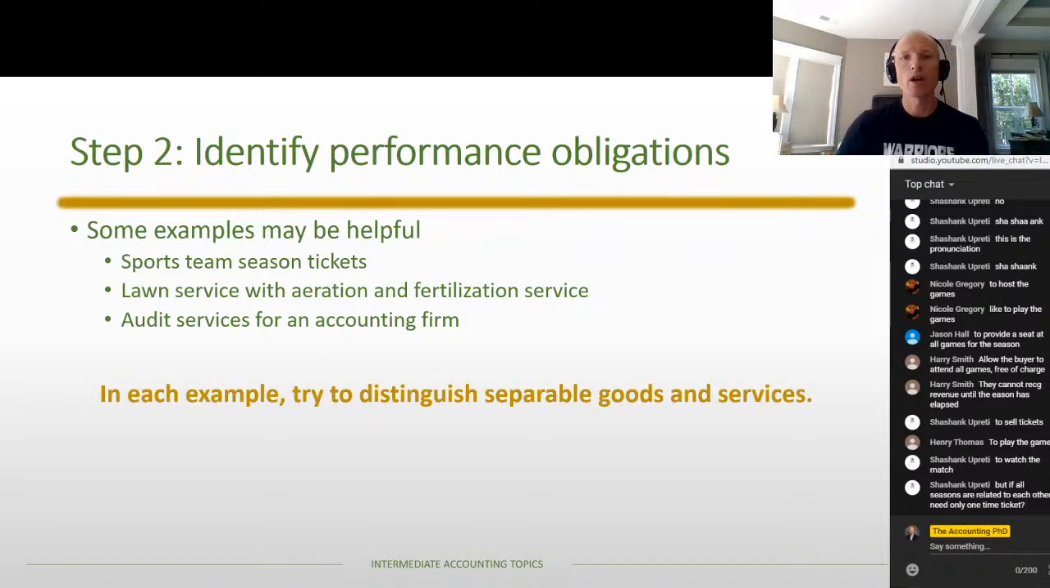So again, whenever you talk about examples, it's really important that you try to distinguish separate goods and services. In some cases, it's very, very easy, and in other cases, it gets much more complicated. But that is the key under the new standard, trying to distinguish separable goods and services. And one thing I will say is there is pressure to write contracts where those separable goods and services are identified in the contract.